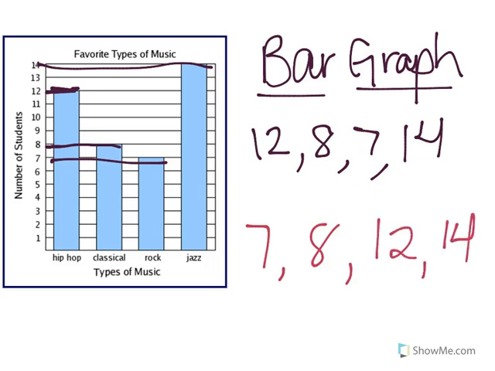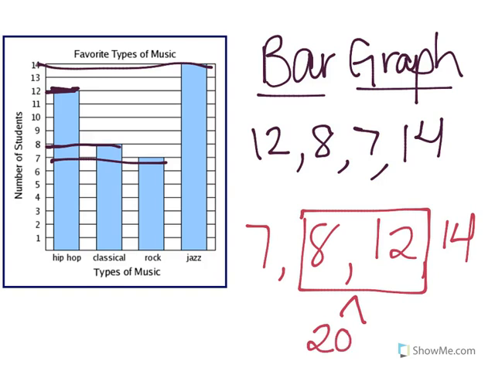And then as a reminder, if I have an even amount of pieces of data, like this example, where I have 4 pieces of data, I will take the 2 middle numbers and find the mean. So I add them up, and I would get 20, and then I divide by the 2 pieces of data to get a median of 10.